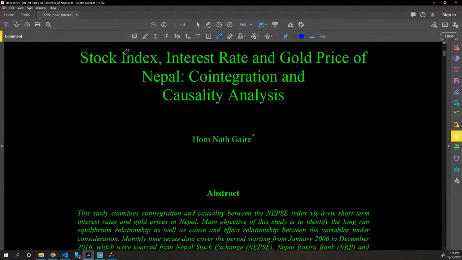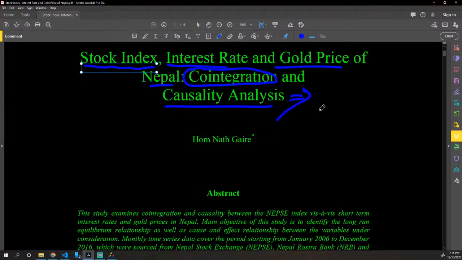So what are we talking about today then? Basically, stock index, interest rate, and gold price of Nepal, and then its co-integration and its causality analysis. Okay, is there any? That's the big question, right? Is there any? That's the big question.